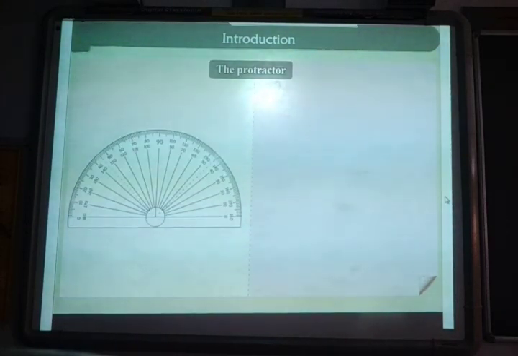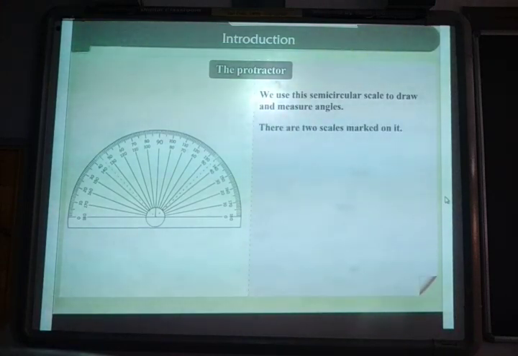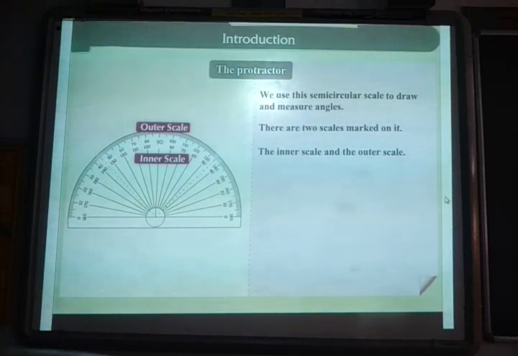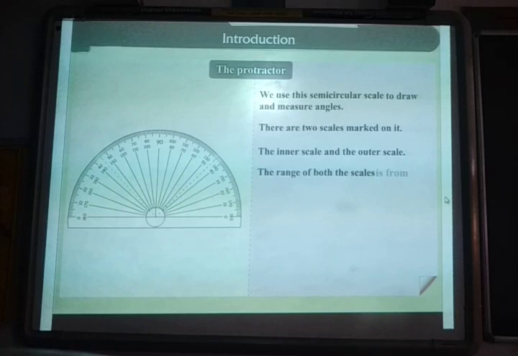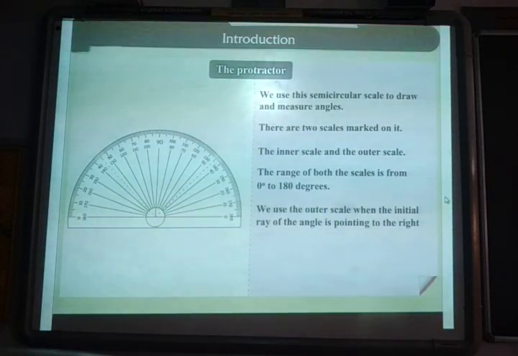4. The protractor. We use this semicircular scale to draw and measure angles. There are two scales marked on it, the inner scale and the outer scale. The range of both the scales is from 0 degrees to 180 degrees. We use the outer scale when the initial ray of the angle is pointing to the right, and the inner scale when the initial ray points to the left.